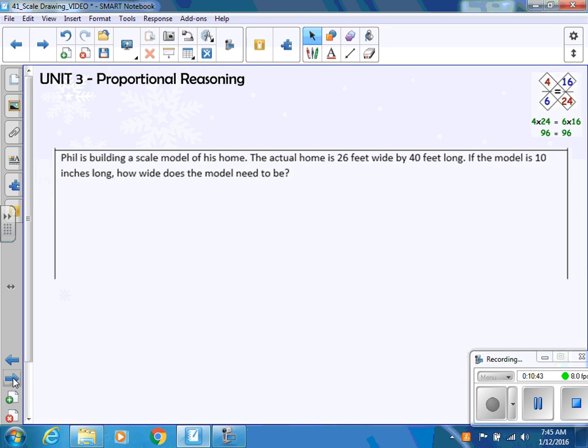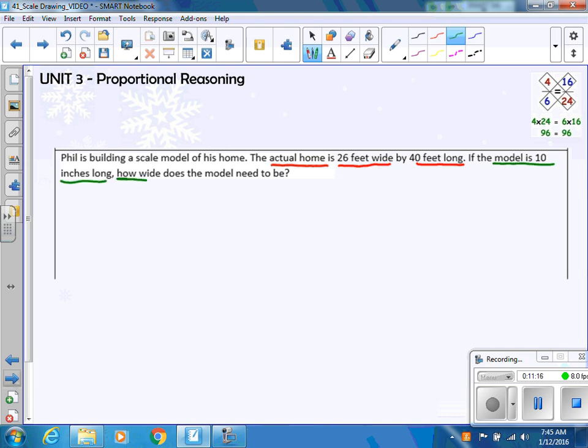Here's another example of one. Phil is building a scale model of his home. So he's making the actual model. Those of you that like to create toy models of cars or planes or something, they're based on the real thing. So they take the ratio and we just shrink everything down. And that's what he's doing. He's making a scale model, which is a smaller version of his actual home. And it tells you his actual home is 26 feet wide by 40 feet long. And he's making his model 10 inches long, and they want to know how wide it is.